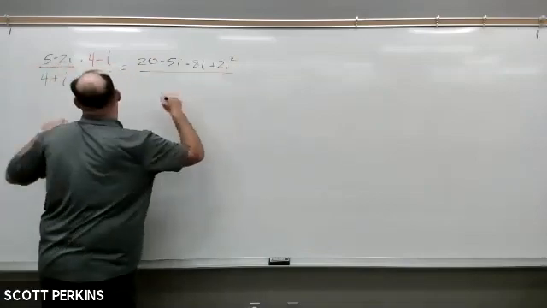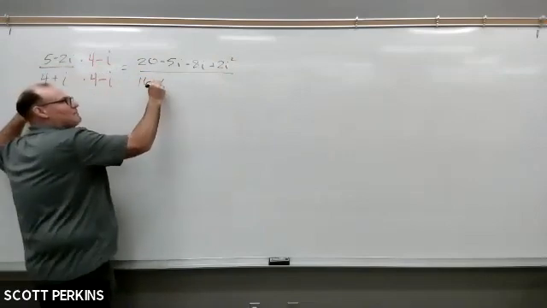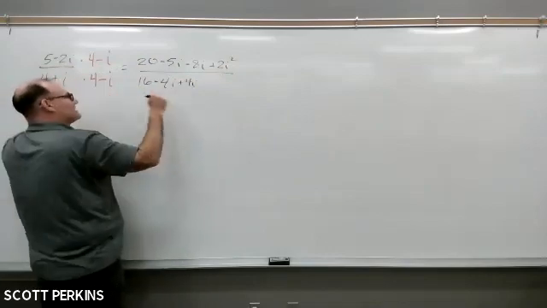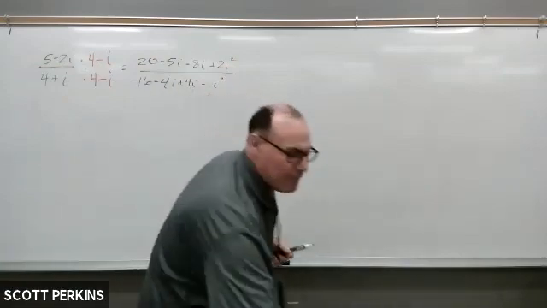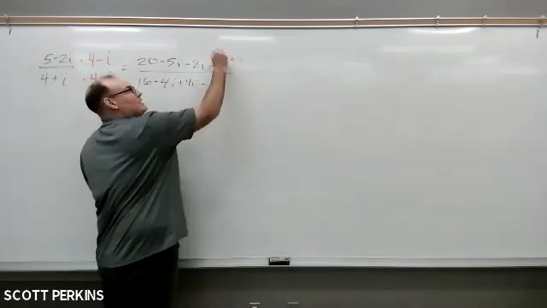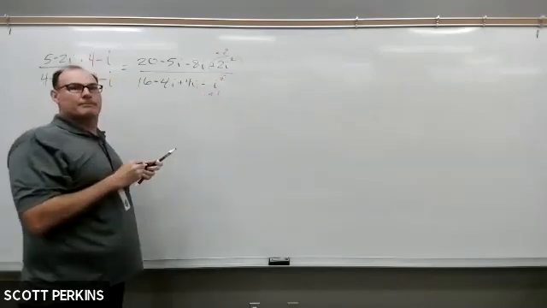My firsts, 16. My outers, minus 4i. My inners, plus 4i. My lasts, negative i squared. As I've done on the last couple problems, positive 2i squared becomes negative 2. Negative i squared, that becomes plus 1.